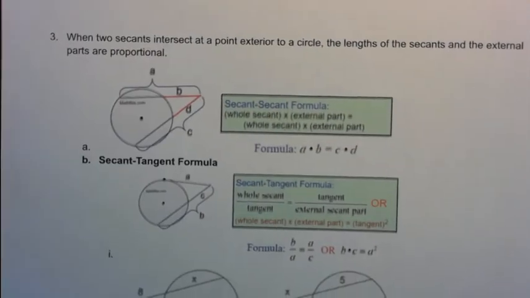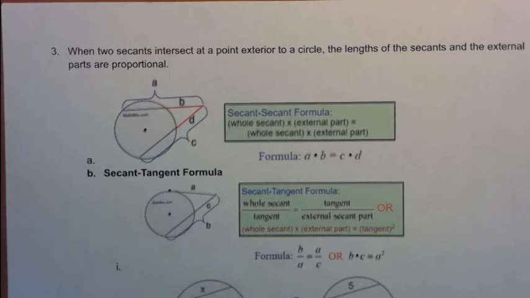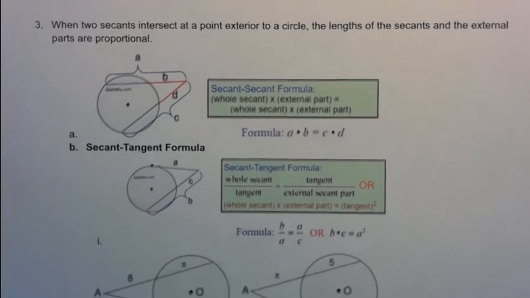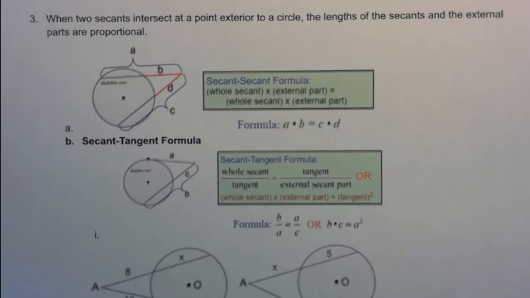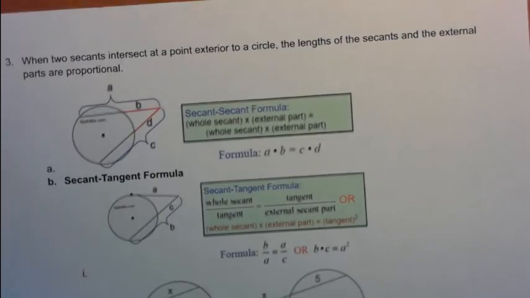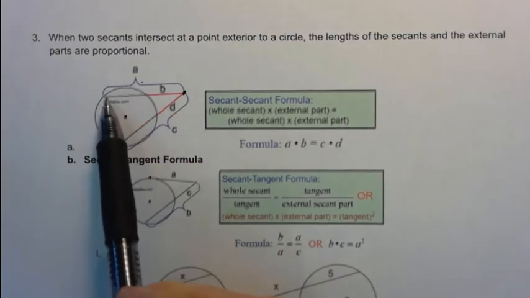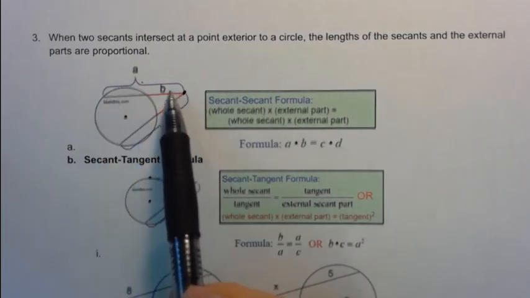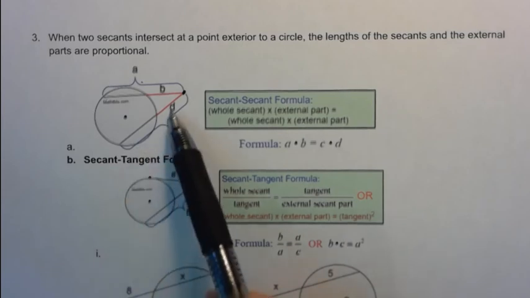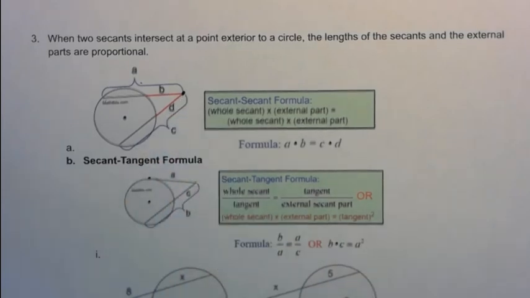Moving to part 3, we have 2 versions of this same idea. Essentially, the secant version is that you have 2 secants intersecting at a point exterior to a circle. The lengths of the secants and the external parts are proportional. So basically what we are saying is the whole secant line from this point on the outside right here, A, which is the whole length, times the part just on the outside, and then C times the part on the outside, all of that's supposed to be equal to each other.